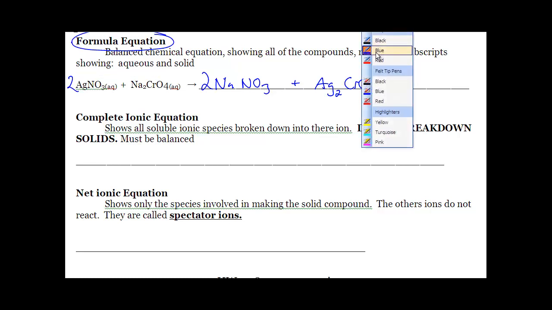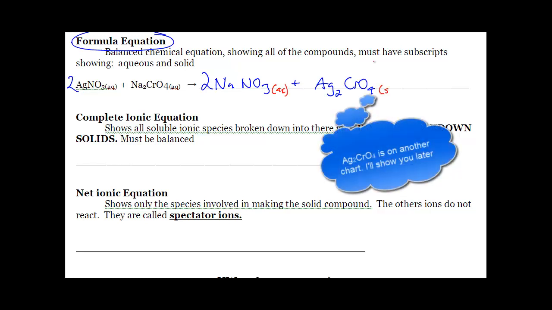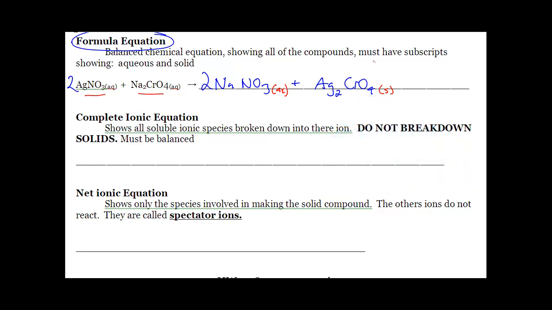Now we need to fill in the states. Well, we got to use our chart. Look up NaNO3 and look up Ag2CrO4. Take my word for it, this will be aqueous and this will be a solid. Which means when I mix these two things in solution, I will have chunky silver chromate form.